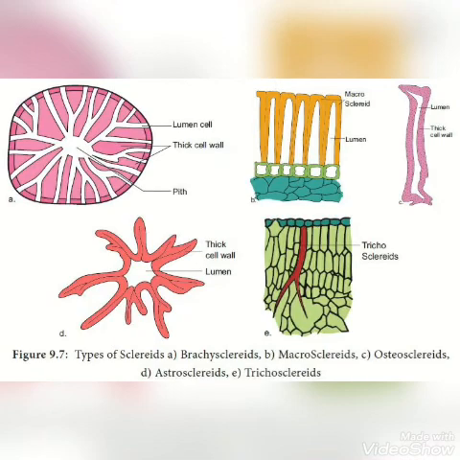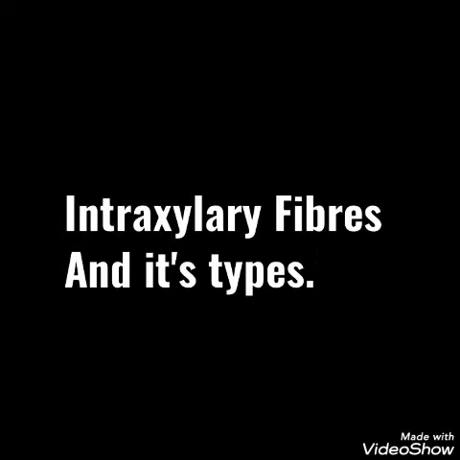Here is another diagram of sclerids. Observe it very carefully. Now moving to intraxillary fibers and its types. Libriform fibers. They are slightly lignified. Secondary walls. Lignified means lignin deposition. Simple pits are present. Simple pits are the pits which are not bordered pits. Fibers are long and elongated.